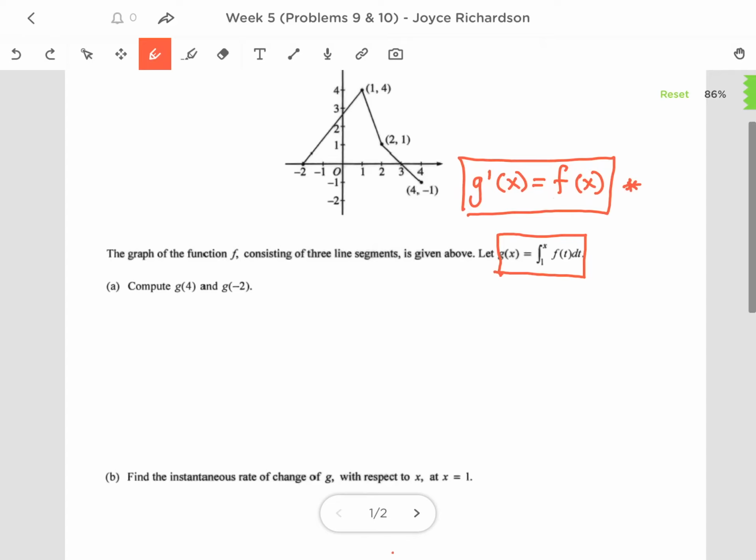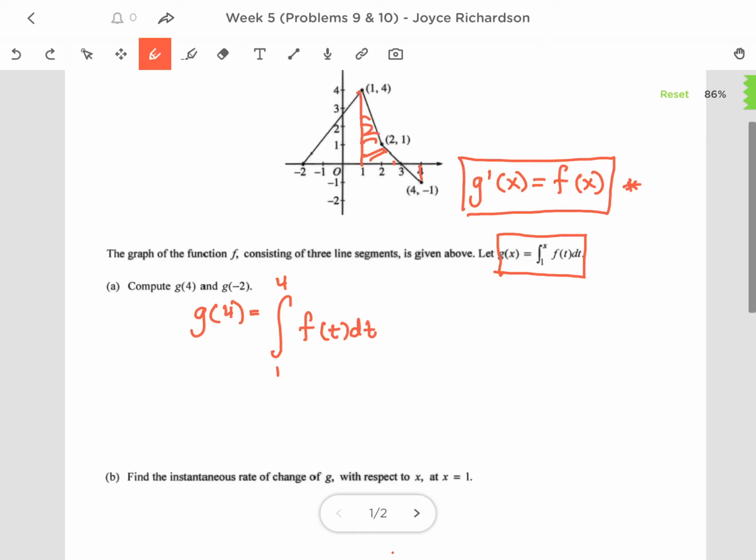So when it says to compute g of 4 is the integral from 1 to 4 of f of t dt. So that means that from 1 to 4, I am looking for the area. So you are getting this area here. And then we are subtracting that area there. And if you do that, then you end up getting 5 halves. Okay, so double check that.